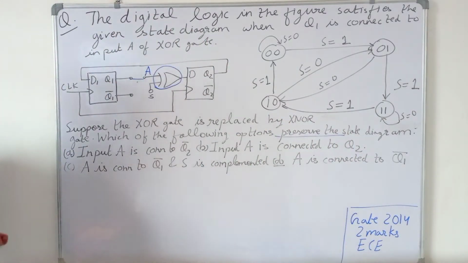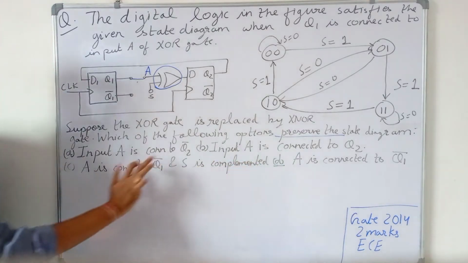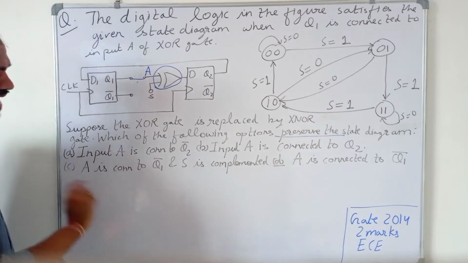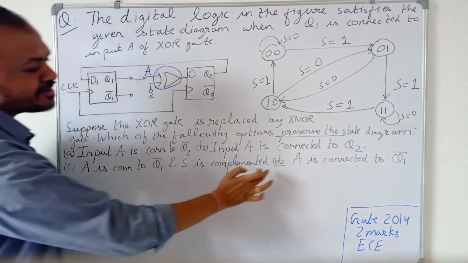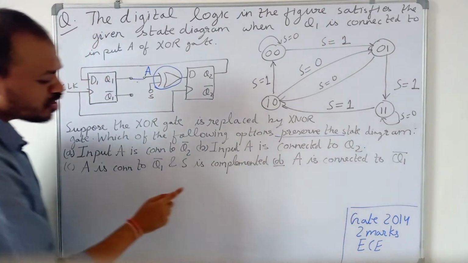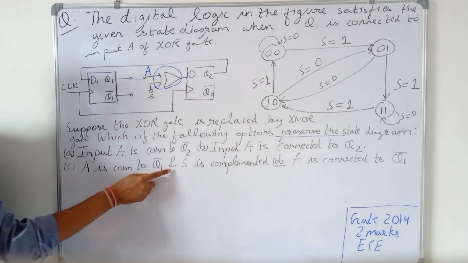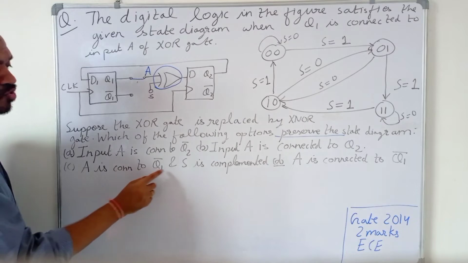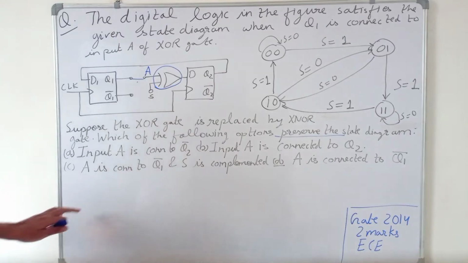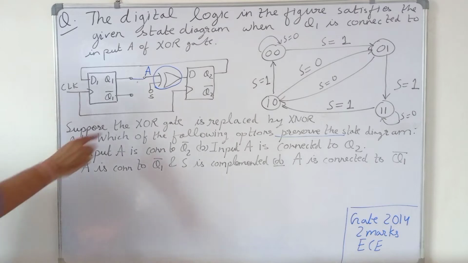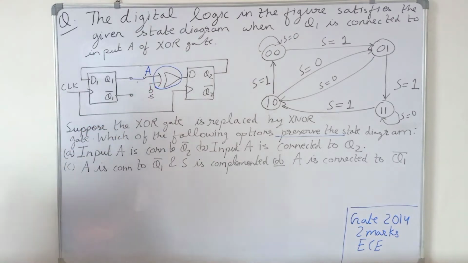Four options are given to us, and notice that option C and option D are very similar. In option C it is given that input A is connected to Q1 bar, and in option D also input A is connected to Q1 bar. But in option C an additional statement is given: A is connected to Q1 bar and S is complemented. So option C and option D differ only in S in option C. And what is S? S is the second input of this XOR gate.